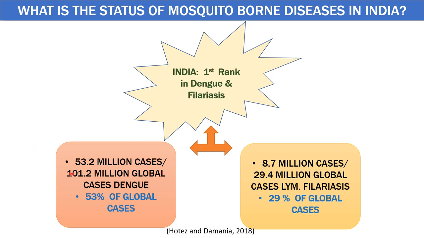Out of 101.2 million global dengue cases, India reported 53.2 million cases. Similarly, out of 29.4 million lymphatic filariasis cases, India reported 8.7 million cases. India also holds fourth rank in malarial disease, comprising 3 to 4% of global cases. The majority of malarial cases are reported from African countries.